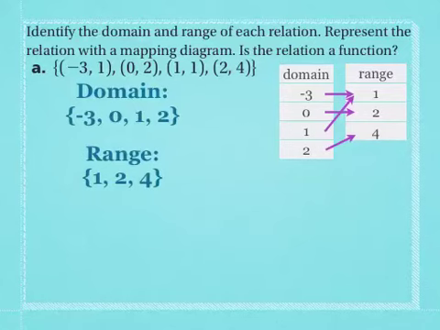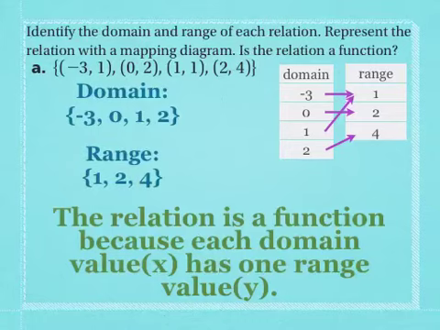If you remember, what it just said is that a relation is a function when each domain value has exactly one range value. So for each domain value, -3, 0, 1, and 2, there's only one range value matched to each of those. Because each domain value has one range value, we can say that the relation is a function.